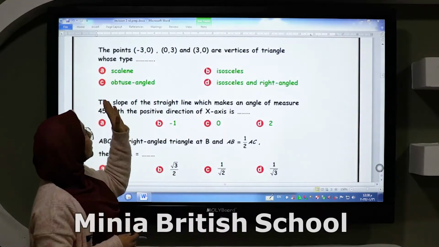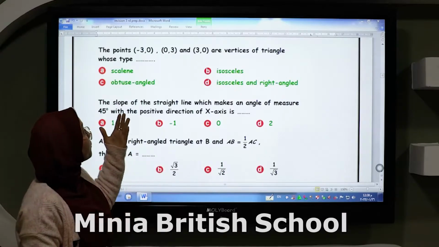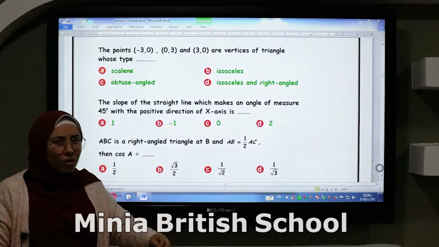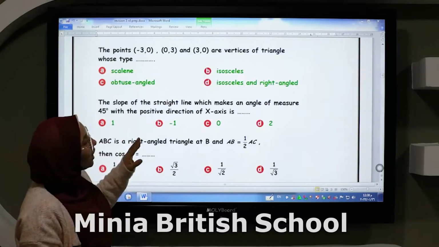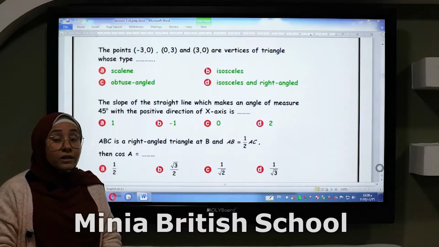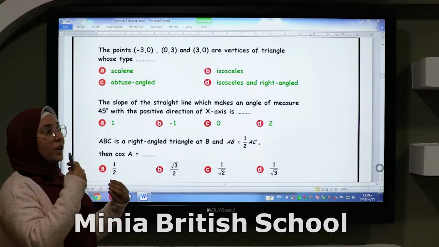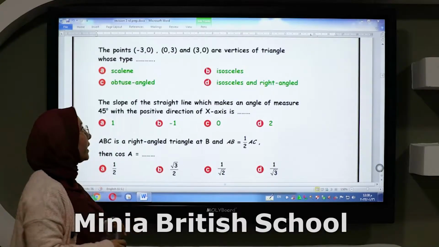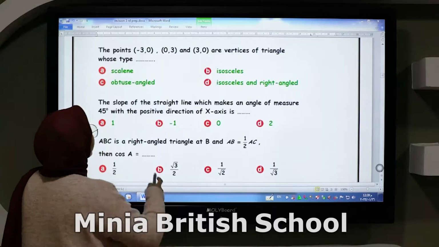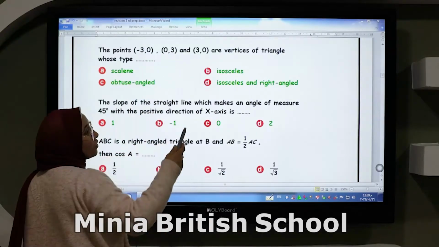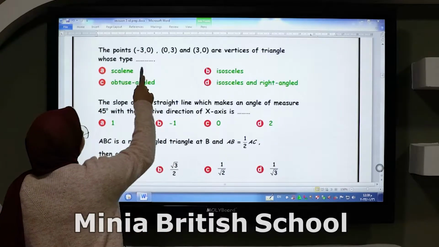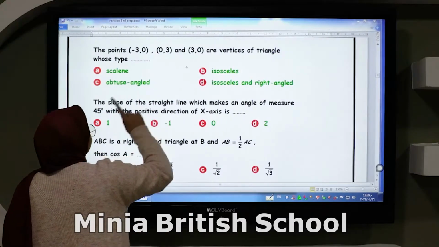The points (-3, 0), (0, 3) and (3, 0) are vertices of a triangle. What is its type? To know the type of the triangle according to its sides, find the length of each side. You can find the length of the first side using the distance rule.